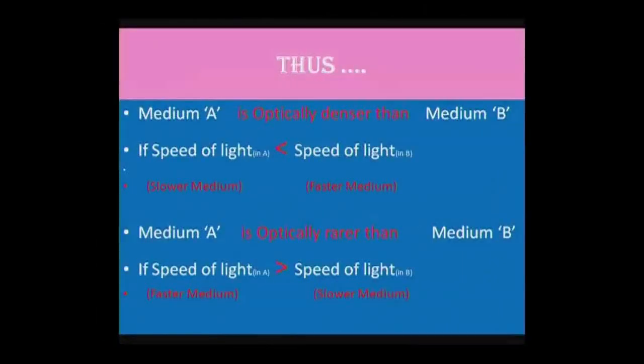Thus, medium A is optically denser than medium B if speed of light in A is less than speed of light in B. That is, optically denser medium is a slower medium. Medium A is said to be optically rarer than medium B if speed of light in A is greater than speed of light in B. Thus, medium A, which is optically rarer, is a faster medium.